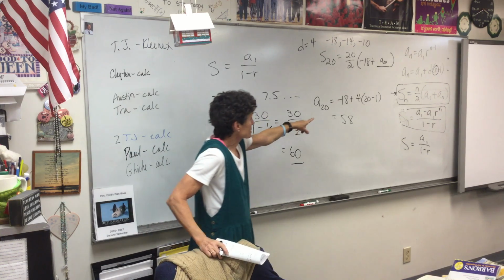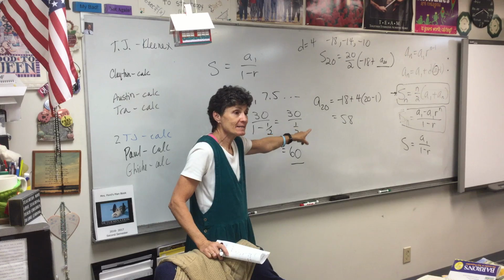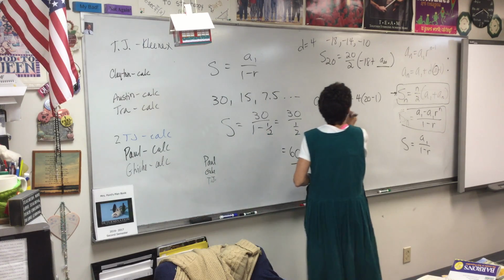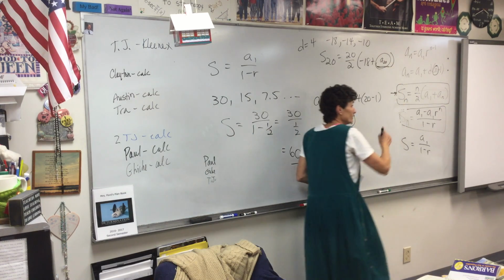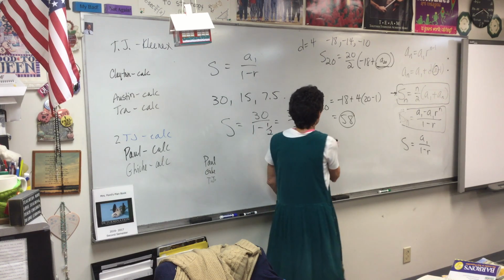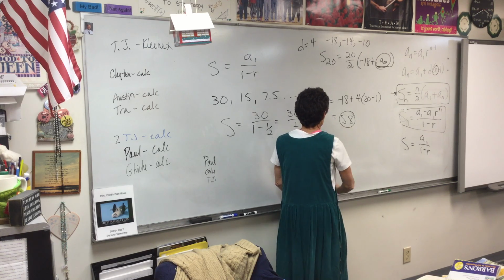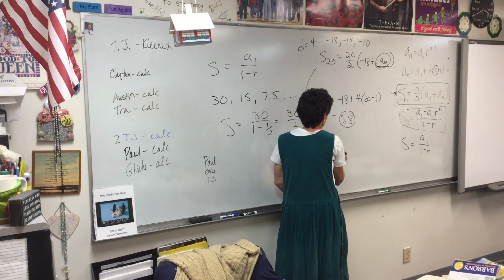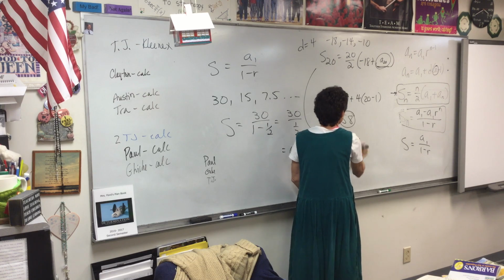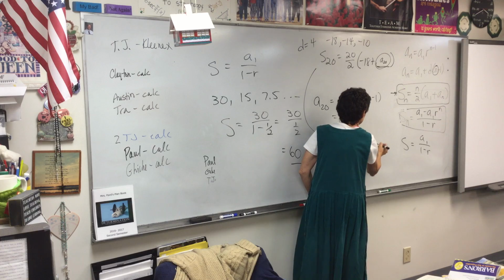So that is my last term. That is not the answer. That's what gets plugged in right here. So S sub 20 equals 10 times negative 18 plus 58.